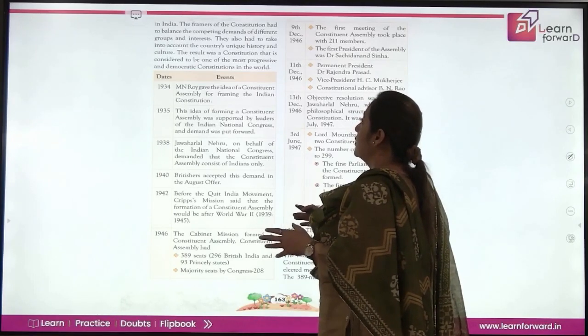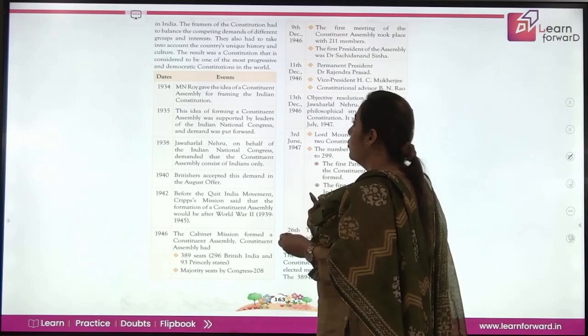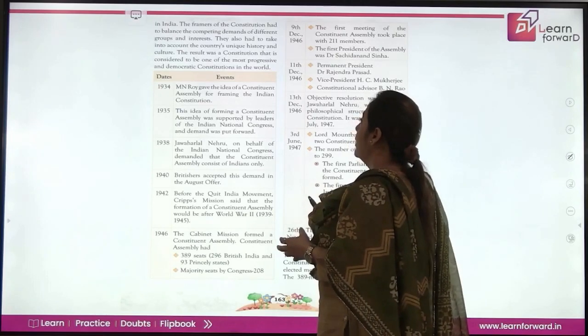The result was a constitution that was considered to be one of the most progressive and democratic constitutions in the world.